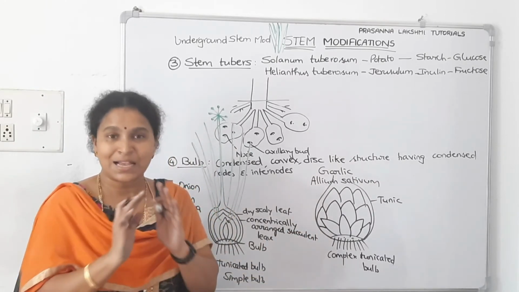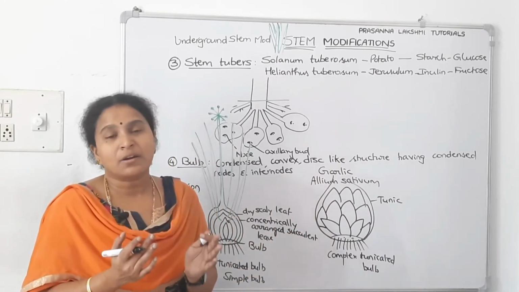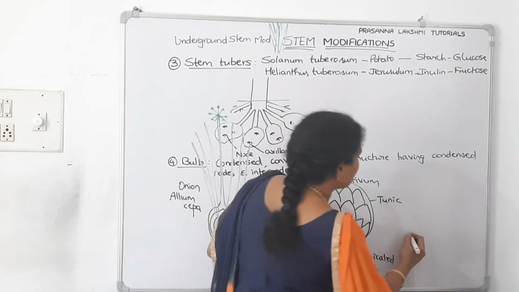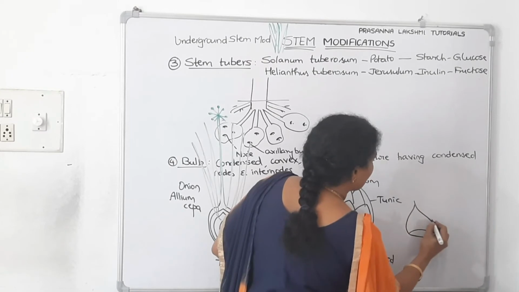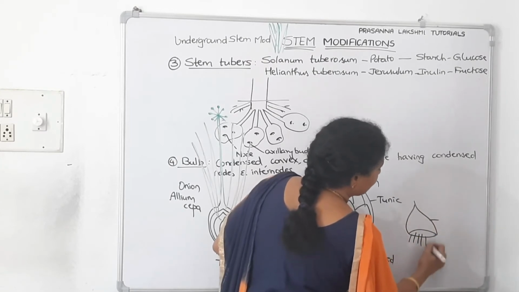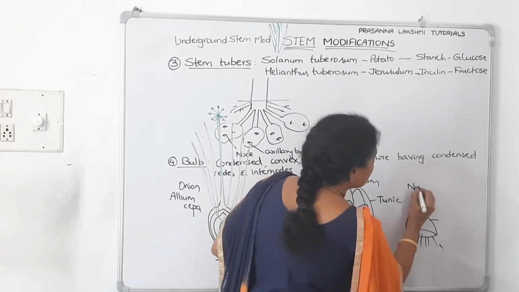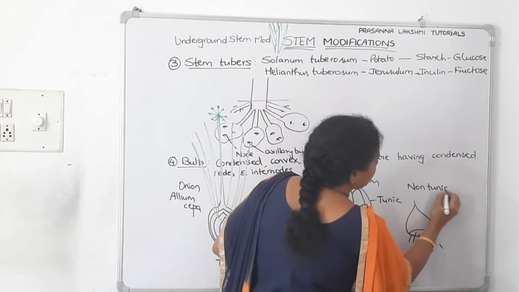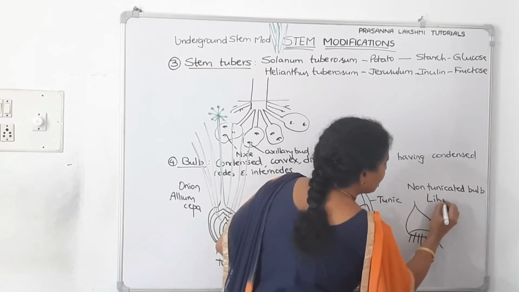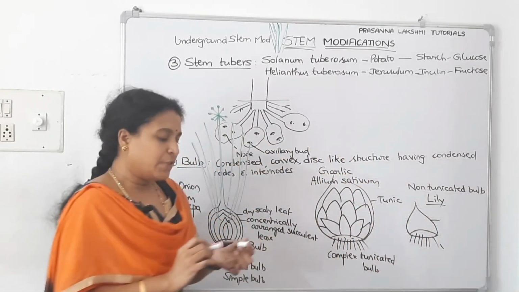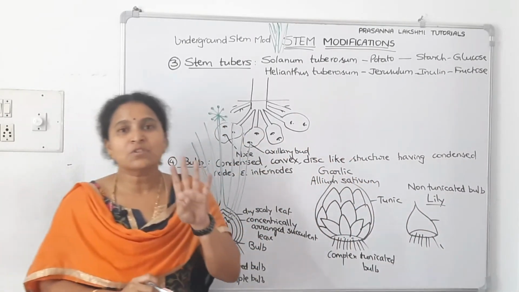Non-tunicated lily bulb has only one bulb and it is not wrapped, it is a naked bulb. So here is a disc and here it has a bulb. Which is non-tunicated, and it is having adventitious roots. So what is this called? Non-tunicated bulb. Where do you find it? In lily. So with this, we finished all the 4 underground stem modifications.